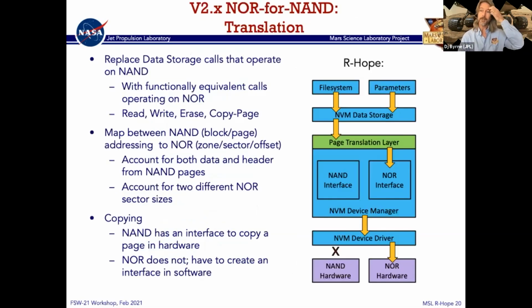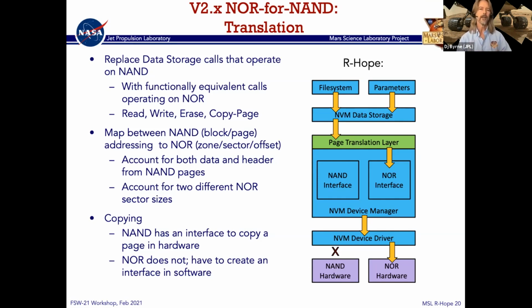So that was version 1's challenge, and we hit a lot of lessons there. On version 2 is when we swapped out the actual hardware. Now at that data storage layer, again, it kind of knows it's talking to a NAND chip. So we had to map between the concepts of a NAND block and page into the NOR chip's concepts of zones and sectors, and deal with those hidden headers somehow. And the NOR chip also doesn't have one consistent sector size. It's got small sectors and big sectors, unlike the NAND chip, which only has one size of block.